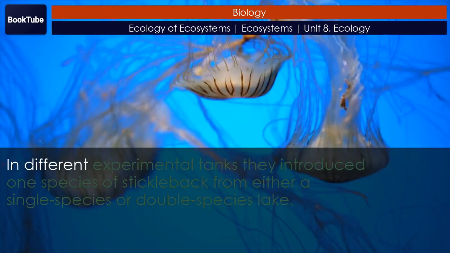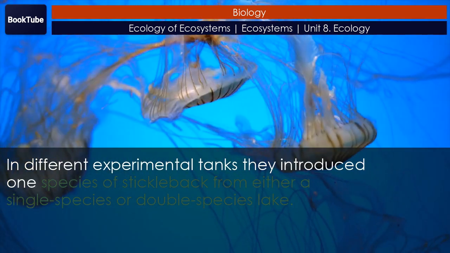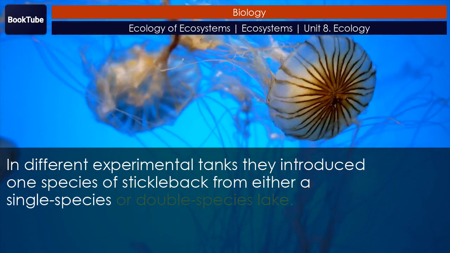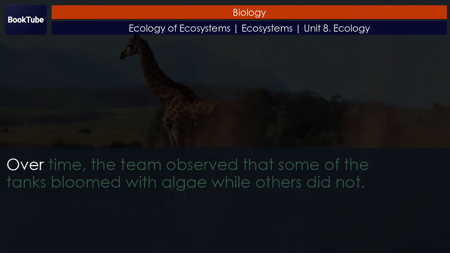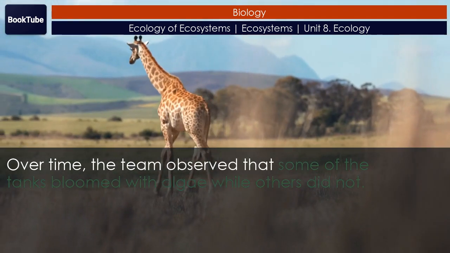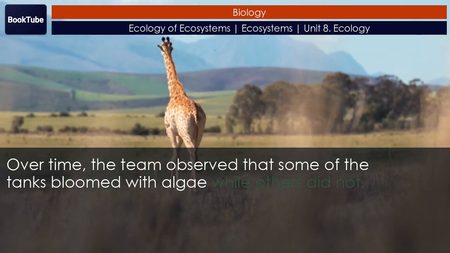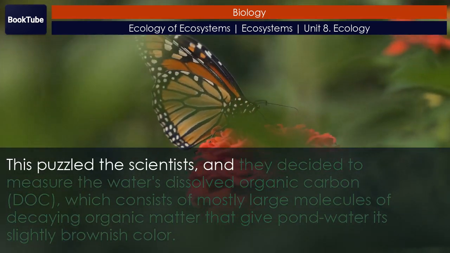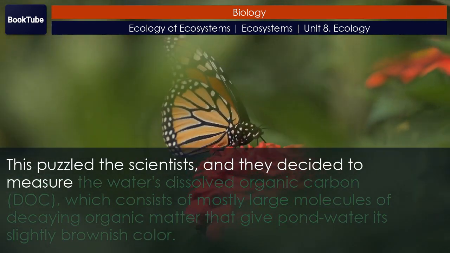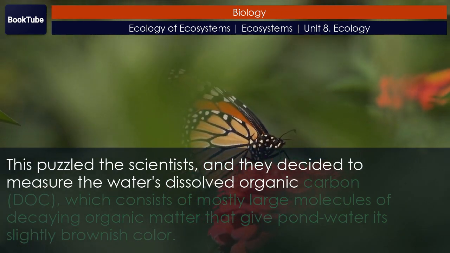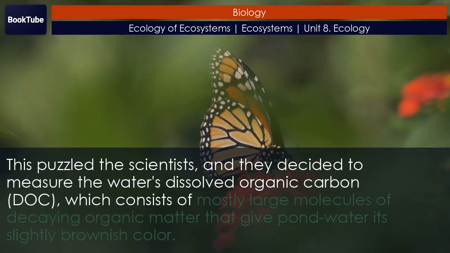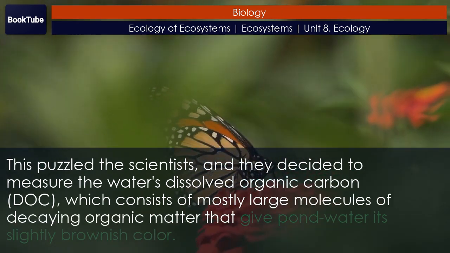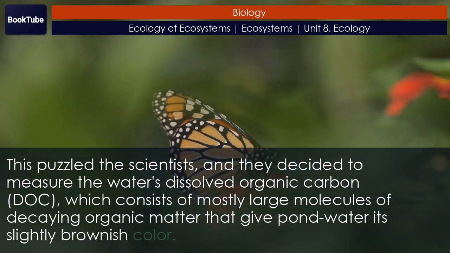In different experimental tanks they introduced one species of stickleback from either a single species or double species lake. Over time, the team observed that some of the tanks bloomed with algae while others did not. This puzzled the scientists, and they decided to measure the water's dissolved organic carbon, DOC, which consists of mostly large molecules of decaying organic matter that give pond water its slightly brownish color.